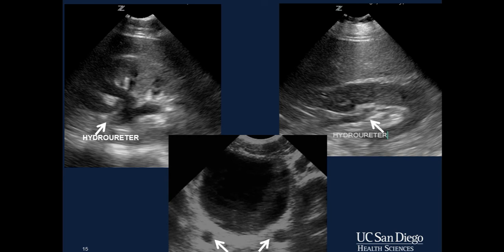However, in the setting of an obstructive uropathy, such as a large ureteral stone or prostatic hypertrophy, the ureters may become dilated and thus more obvious on ultrasound. This is a finding we call hydroureter.